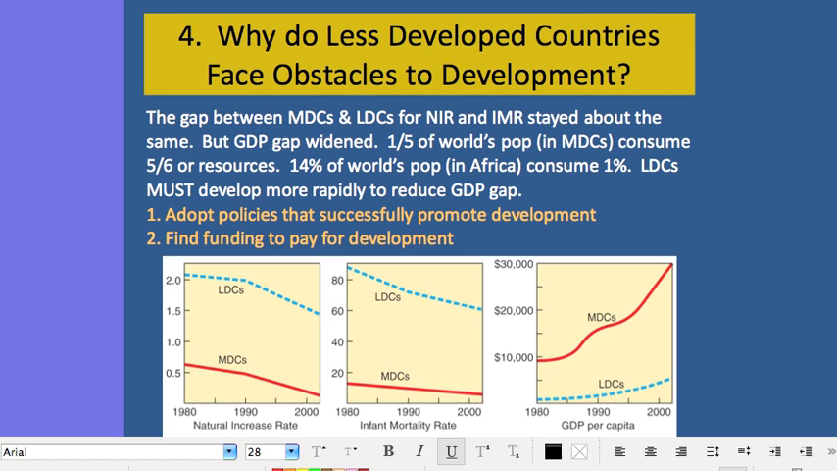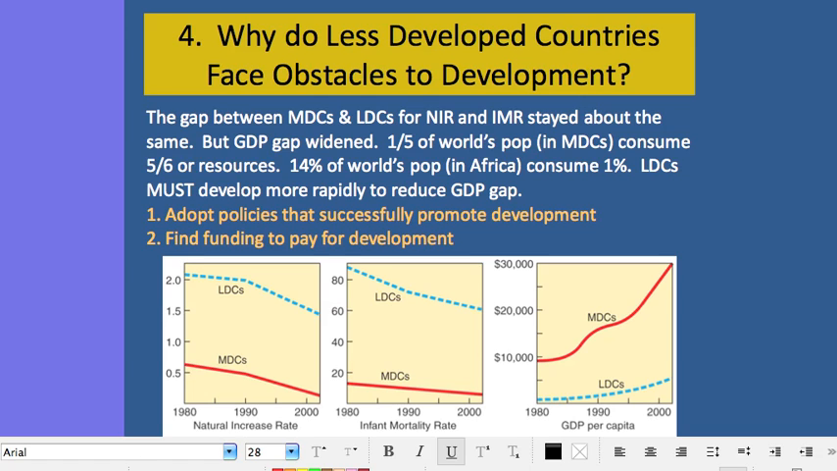Alright, so if we're looking at why less developed countries are facing obstacles to development, we look at this development gap between the MDCs, or we could call these developed nations, or first world nations, or global north nations, or core countries. There's a gap between these and the LDCs, which are your developing nations, also called third world nations, global south, or periphery and semi-periphery nations.